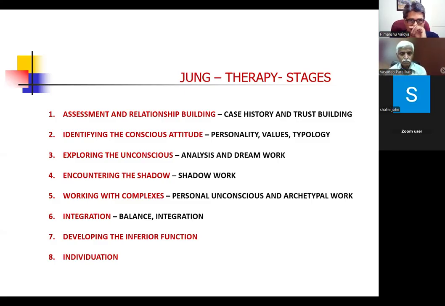So the first is assessment and relationship building. And the tools used are case history and safety-oriented, holding-oriented therapy. Identifying the conscious attitude. So we are going step by step. So we go into personality, values, typology. Exploring the unconscious, that is where the Jungian dream work becomes so important. And we explore both the personal and the collective unconscious. Then we get into the shadow work, which is where the real difficult work begins. Encounter with one's shadow.